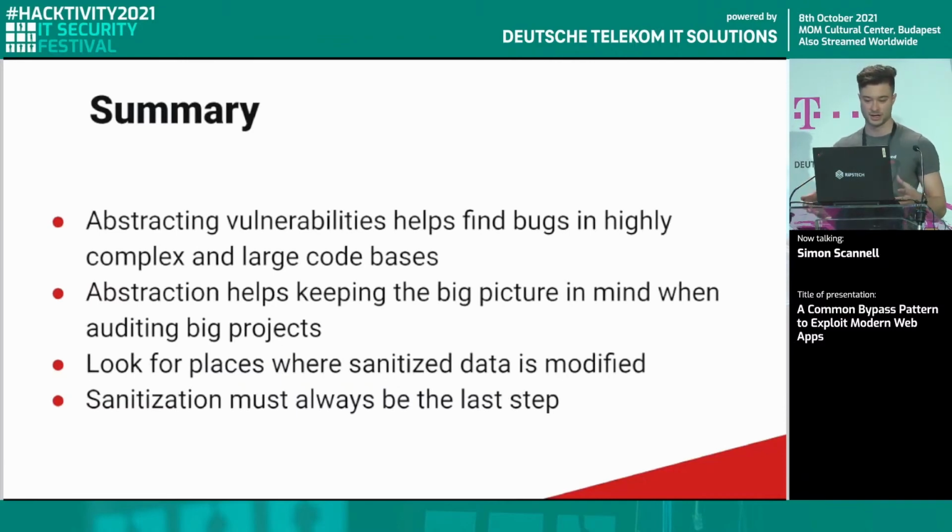That's why we want to do this whole abstraction, just to help us find the bugs. And we look for places where sanitized data is modified, because a lot of times it's much easier than finding a bypass for the sanitization step. And for developers, sanitization must always be the last step. If there's no other way, maybe sanitize twice, just to ensure that nothing is being modified in a bad way.